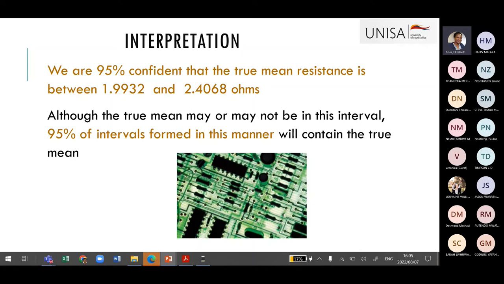And this, you do not have to worry about knowing how to interpret the intervals. Like I said, I'm just giving you more extra information. Nowhere in your modules, even in the past, have they asked you to interpret the confidence intervals.